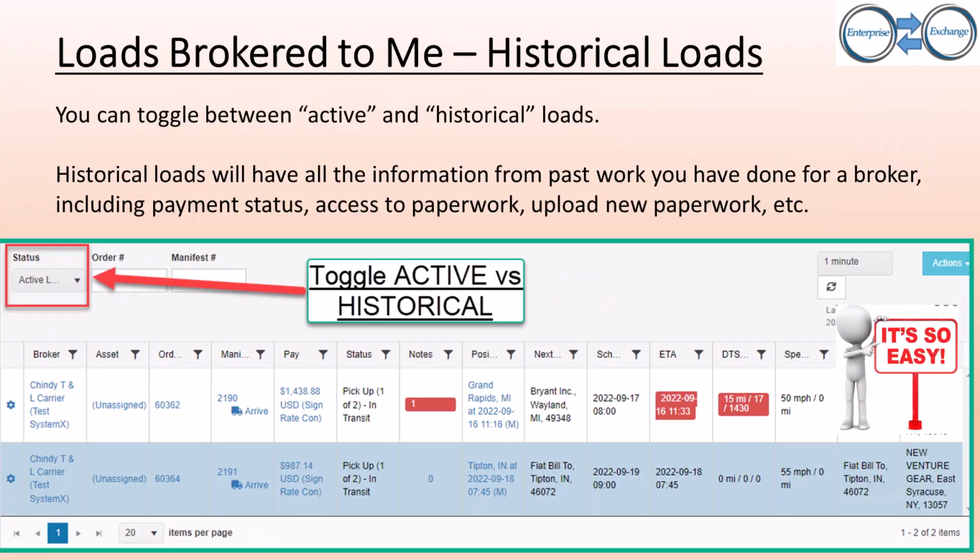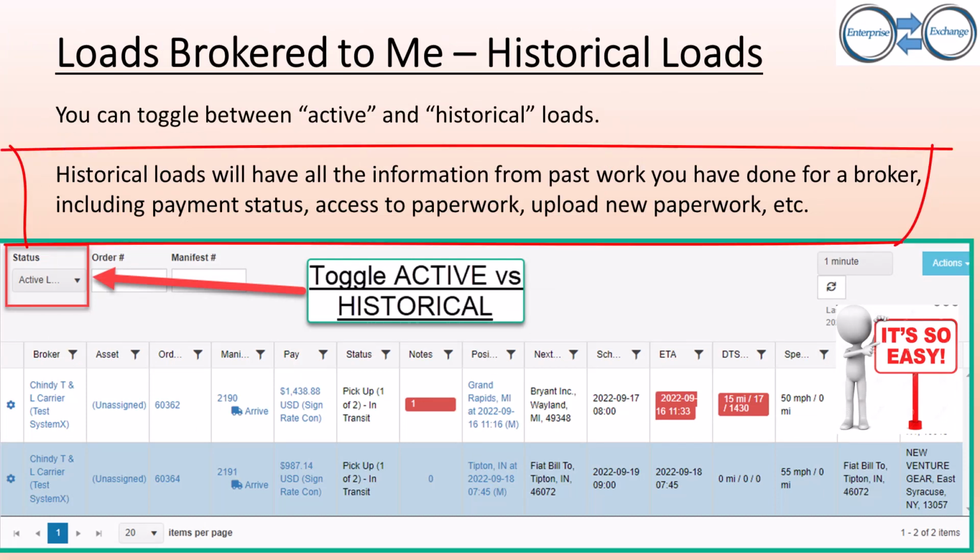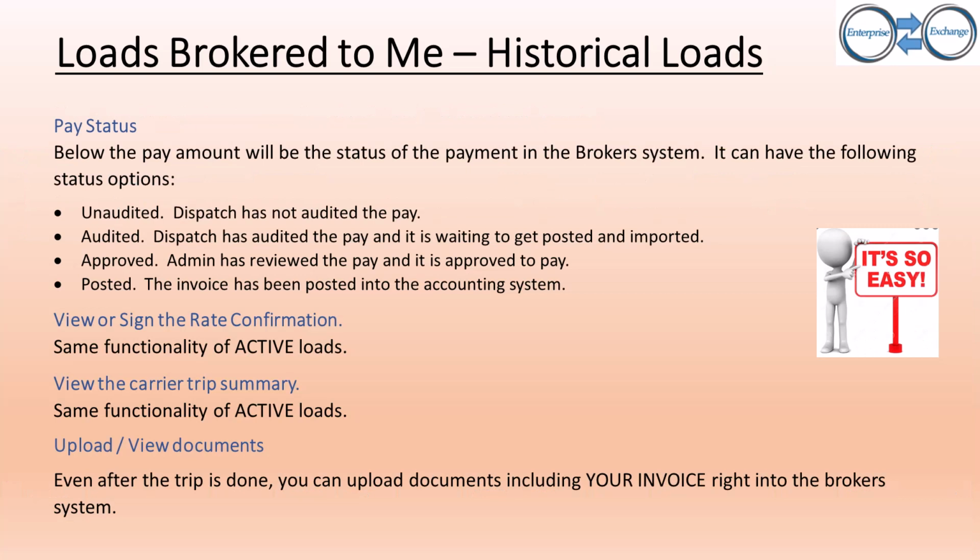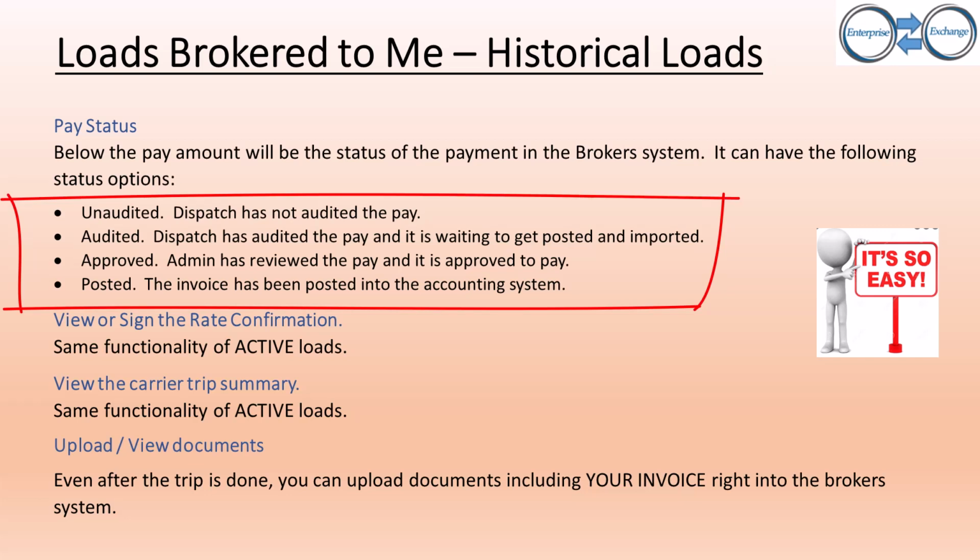You can toggle between active and historical loads. Historical loads will have all the information from past work you've done for a broker, including payment status, access to paperwork, upload new paperwork, etc. There's some really important data in historical loads. For example, the pay status. Below the pay amount will be the status of the payment in the broker's system. It can have one of the following options.